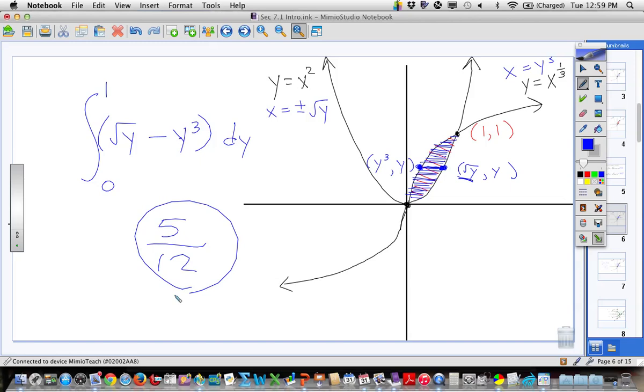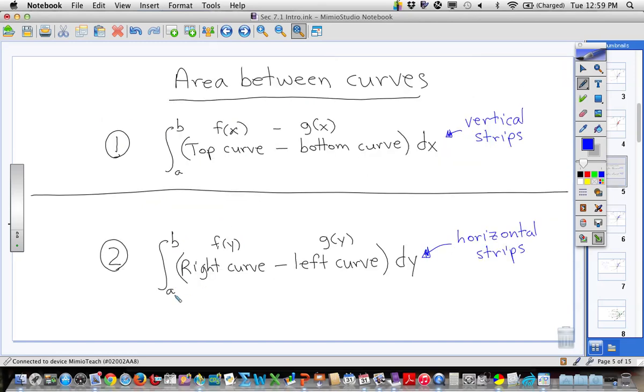Okay? All right. So back to those notes that we had. So that's where this one comes from down here. Okay? The other way to do it is with horizontal strips. When you do horizontal strips, you're going to have it in terms of y. So it'll be a dy at the end, because the width of a horizontal strip is delta y, change in y, and then right curve minus left curve.